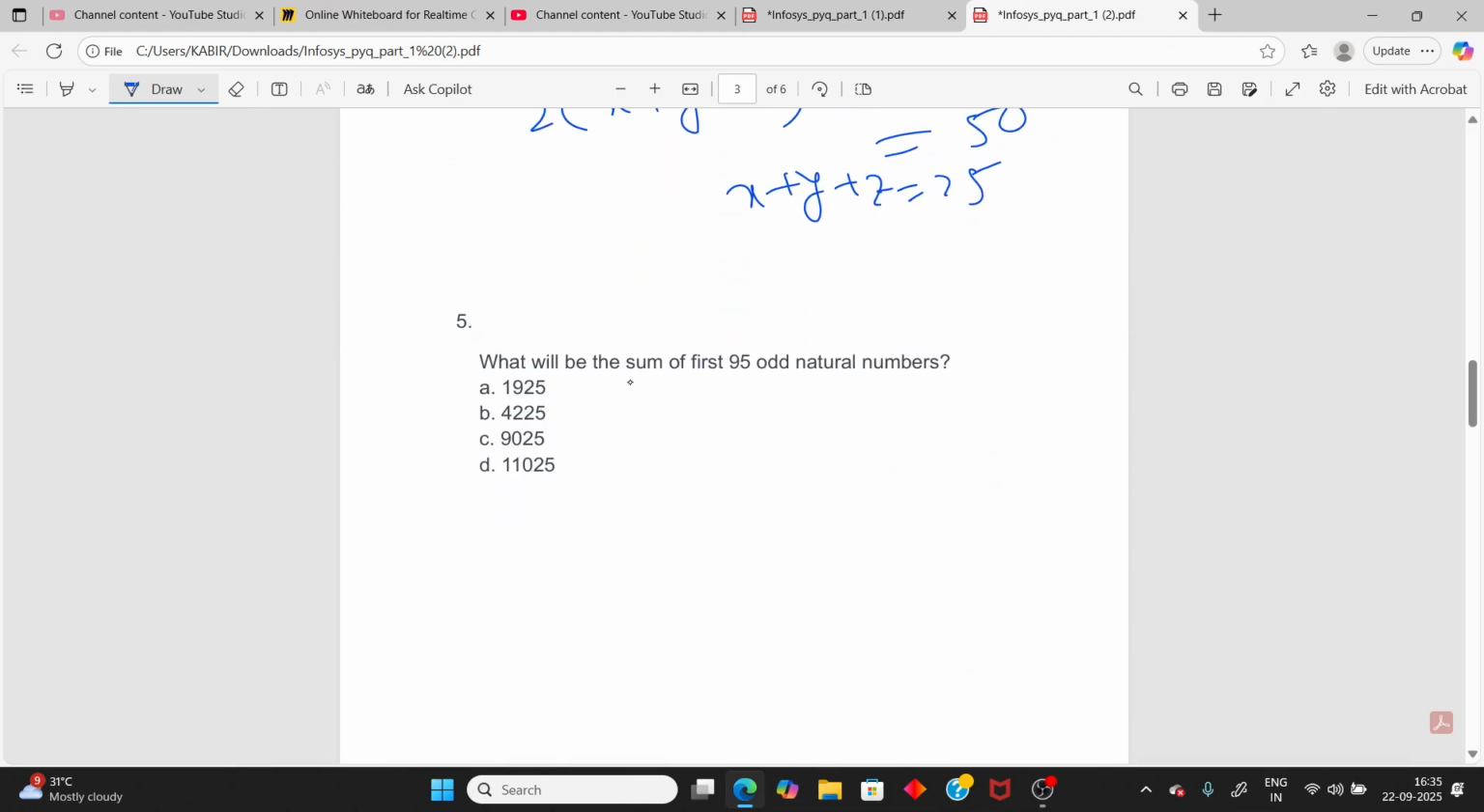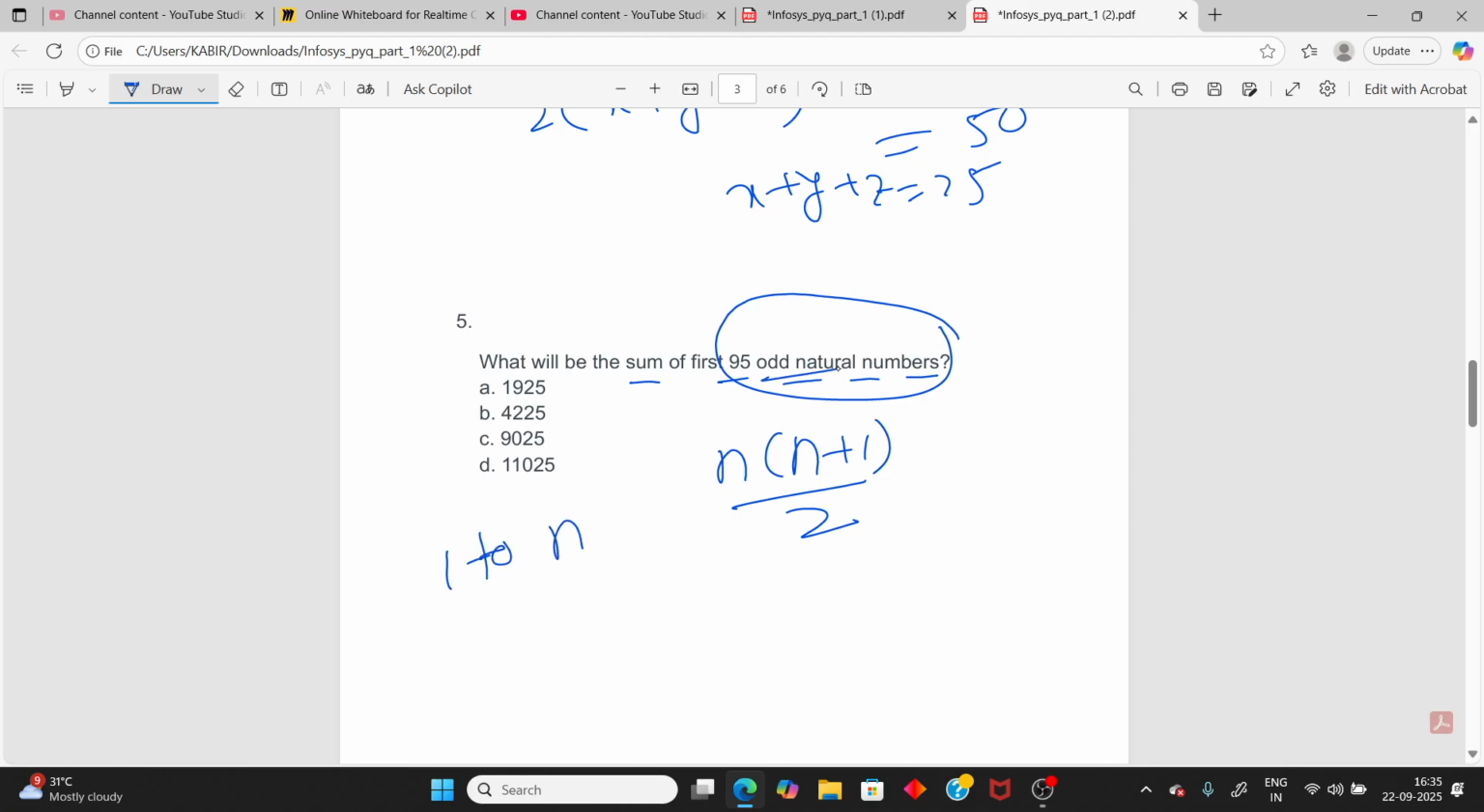So first of all, what will be the sum of the first 95 odd natural numbers? Here we actually have a formula. If you find the sum of natural numbers, it should be n into n plus 1 by 2, that is the sum of the natural numbers from 1 to n. Here it is odd natural numbers, so the formula is n square. So just multiply 95 into 95, you will get the answer.